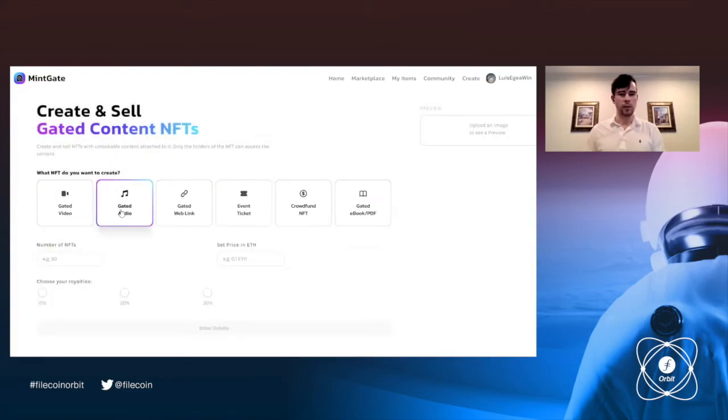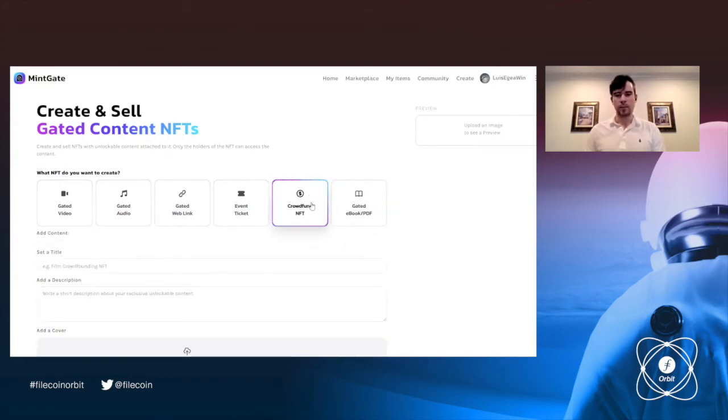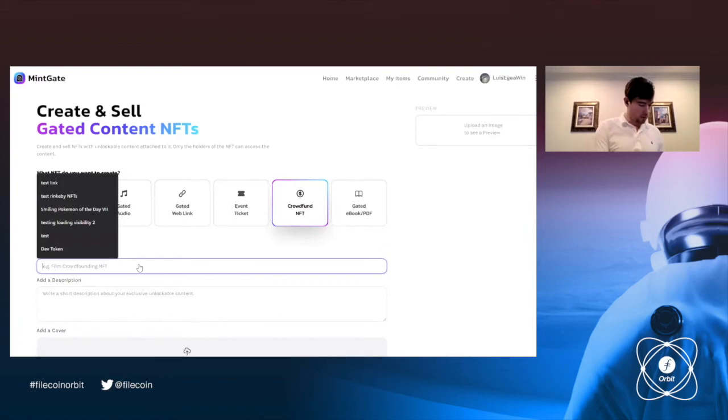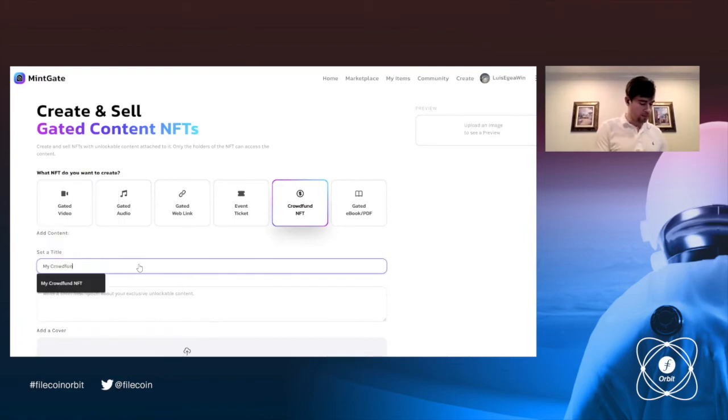So you can choose a video, audio, web link, a physical event ticket. This is a QR code, crowdfund NFT, or a PDF file. These are the different types of content that would be gated with the NFT. The most flexible kind is the crowdfund NFT. The idea being that you can create the NFT now without having to add the content in order to raise funds for whatever project you want to create with the amount that you raised. So you can create the crowdfund NFT, give it a name.